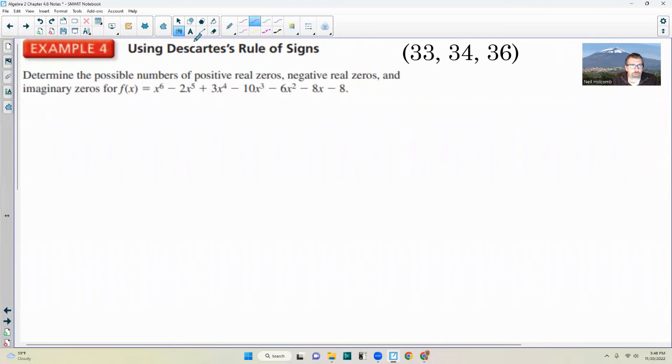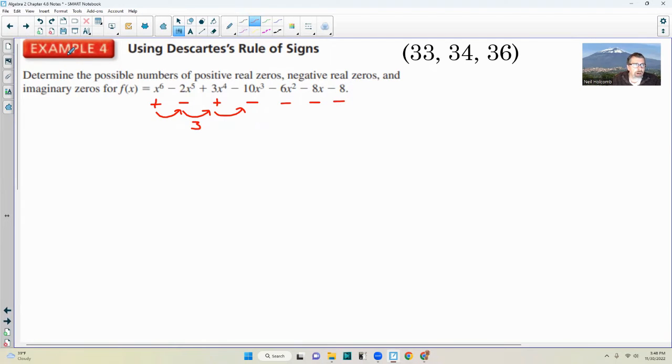Okay, so here we go. Using Descartes' rule of signs, determine the possible numbers of positive real zeros, negative real zeros, and imaginary zeros for this function. The first thing I'm going to do is look at f of x. This is positive, this is negative, this is positive, this is negative, negative, negative, negative. So there's one sign change, two sign changes, three sign changes, and the sign never changes again. So I got a total of 3 sign changes.